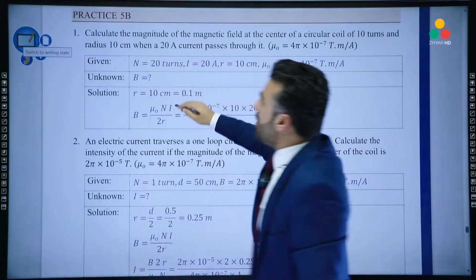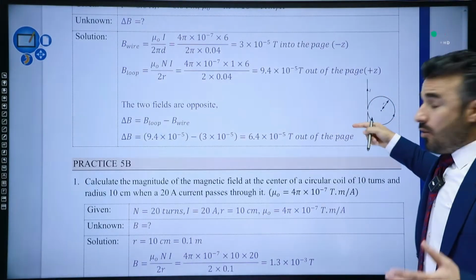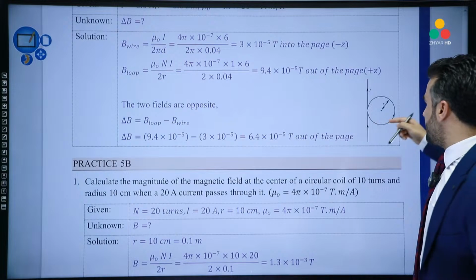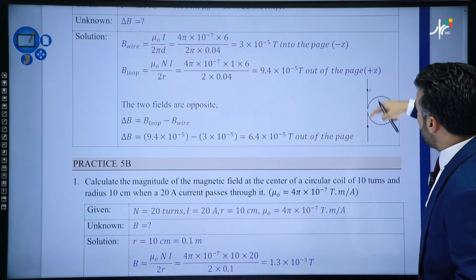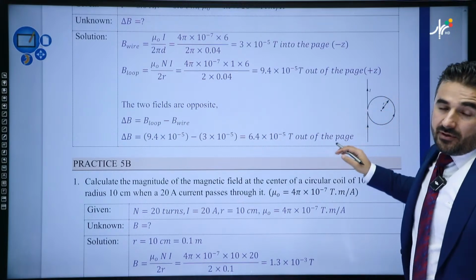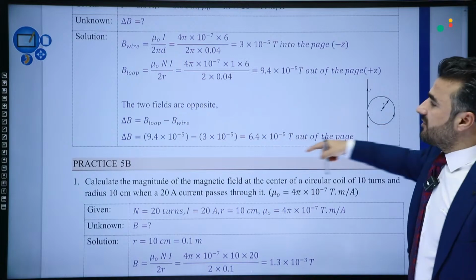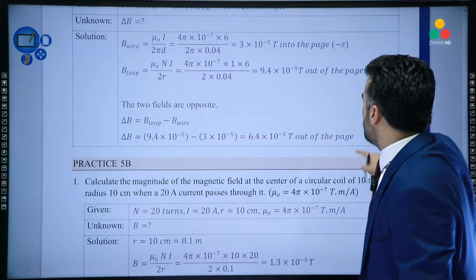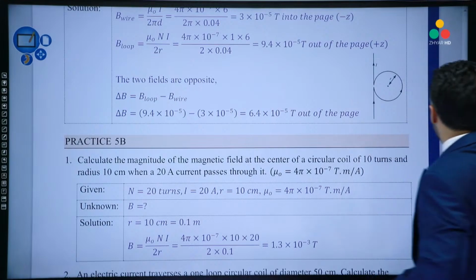So we ended up at practice 5b, because last time we talked about this one. We said we have two magnetic fields. One is for the coil, which is outward, and for the wire it is inward. These two were canceling one another out, but not completely, because the magnetic field for the coil was bigger. So we ended up with this much, and it was out of the page. Why? Because if you apply the rule here, the magnetic field is out of the page.